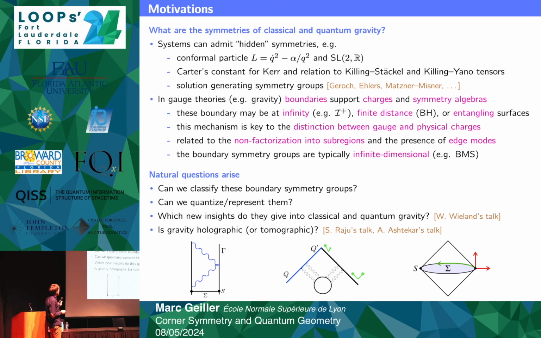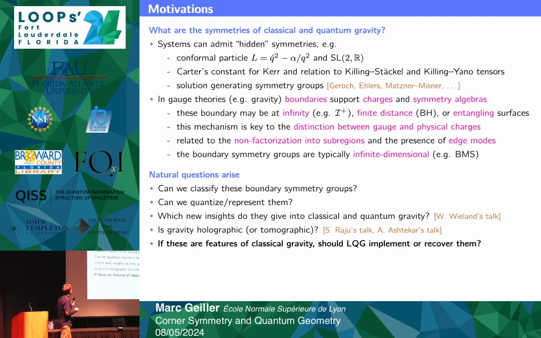And another natural question is to ask whether gravity is holographic, but I know that this word has a heavy meaning maybe, so maybe a more acceptable term is tomographic. This is in the sense that Abhay talked about in his talk, and Suvrat Raju also mentioned this. And you will see that if we try to make sense of tomography or holography for asymptotically flat spacetimes, there is again very interesting structure which appears and which I think is worth trying to understand. So now the final question is, if these are features of classical gravity, if we can convince ourselves that gravity has some holographic or tomographic features, then we should ask if somehow LQG should implement or recover some of these features.